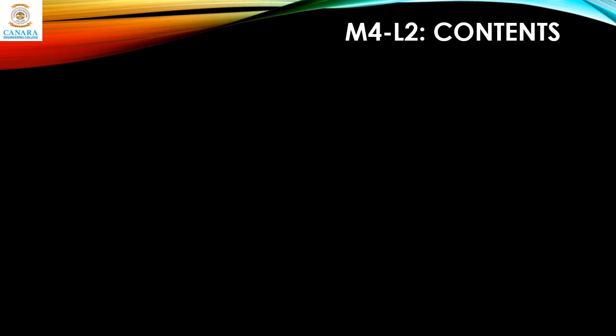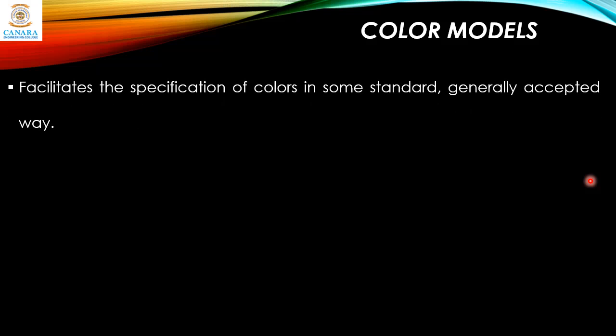Welcome back everyone. In this lecture we'll learn about various color models, namely RGB, CMY and HSI color models. So let's learn about the concept of color models, why we need them. The color models are also called a color space or color system. The purpose of a color model is to facilitate a specification of colors in some standard, generally accepted way.